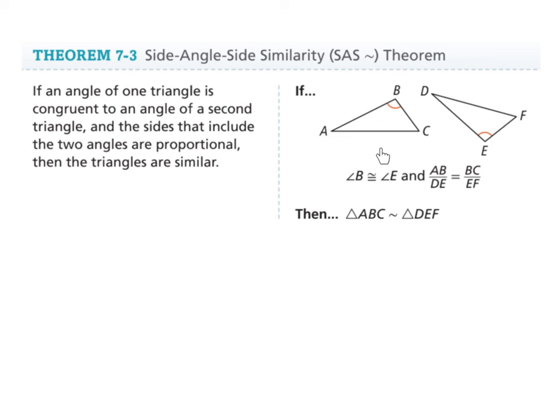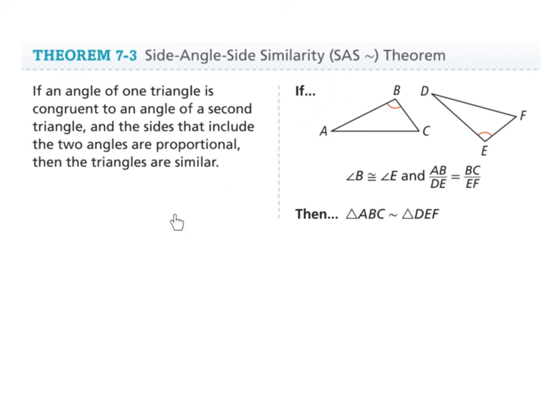So again, we're looking at the angles here, and then AB matched up with DE in a fraction will equal the other pair of sides in a fraction. AB over DE equals BC over EF. And if all that is true, then we can say that our triangles are similar by side-angle-side.